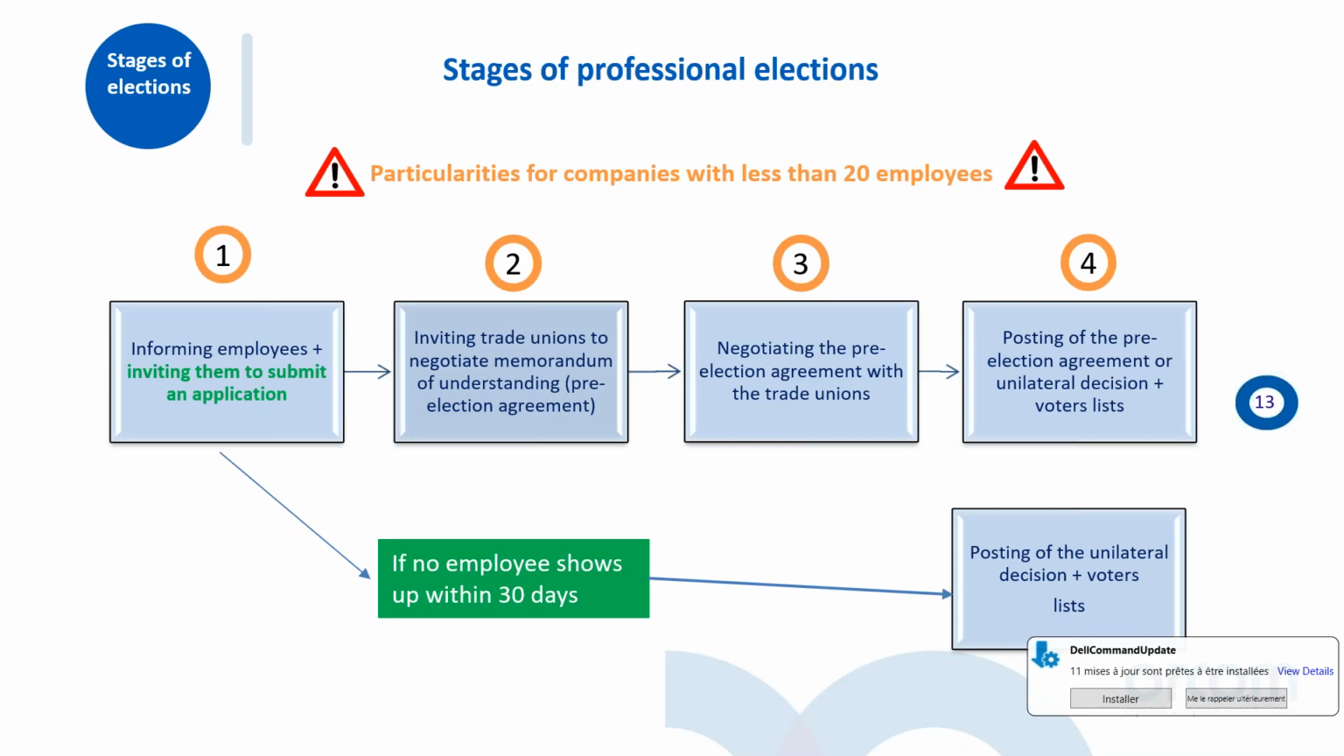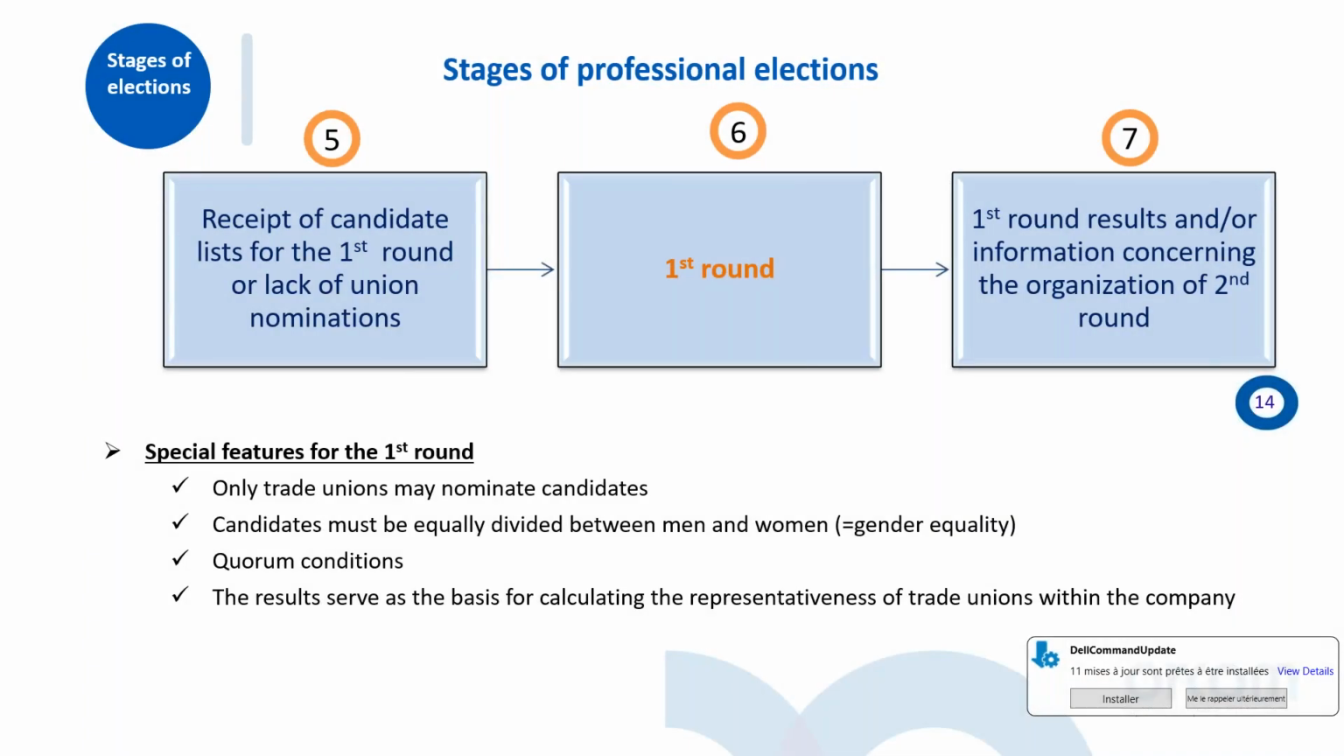Exactly. And also, for your information, if you need to have a second round of election, there need to be, no, a maximum of 15 days between the first round and the second round. So this is what we will see now. Step 5 is to receive the candidate list for the first round or lack of union nomination. After, you'll have to have the first round.